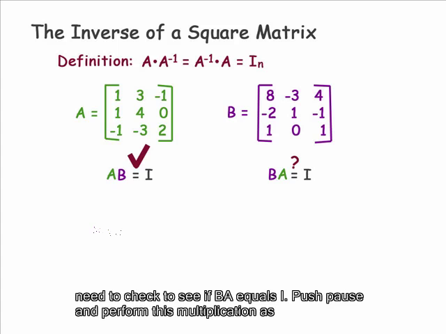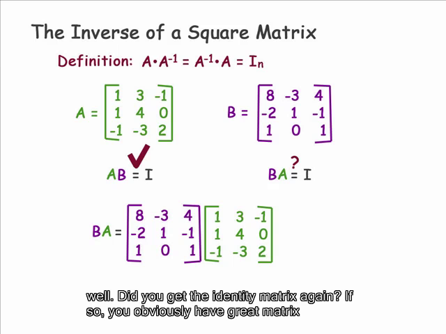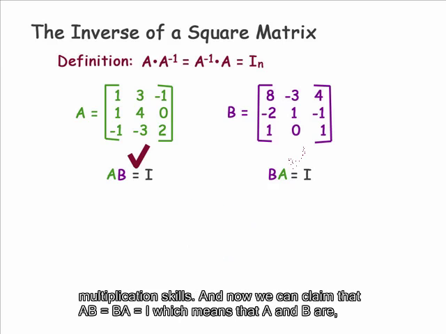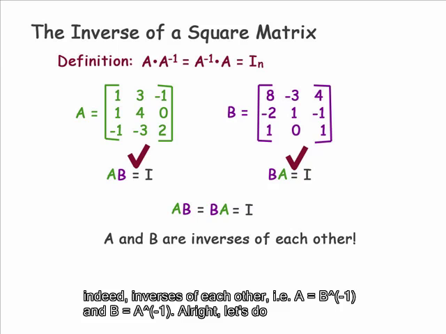Now we need to check to see if BA equals I. Push pause and perform this multiplication as well. Did you get the identity matrix again? If so, you obviously have great matrix multiplication skills. And now we can claim that AB equals BA equals I, which means that A and B are indeed inverses of each other, i.e. A equals B inverse and B equals A inverse.